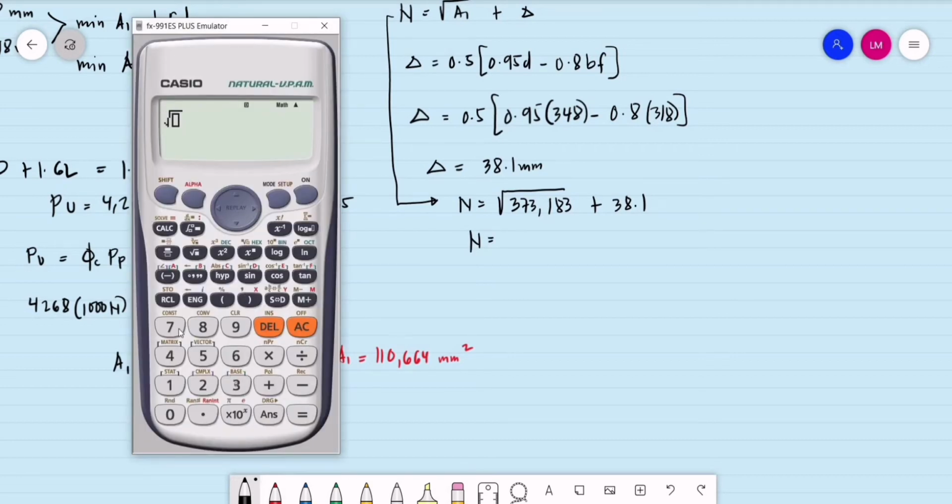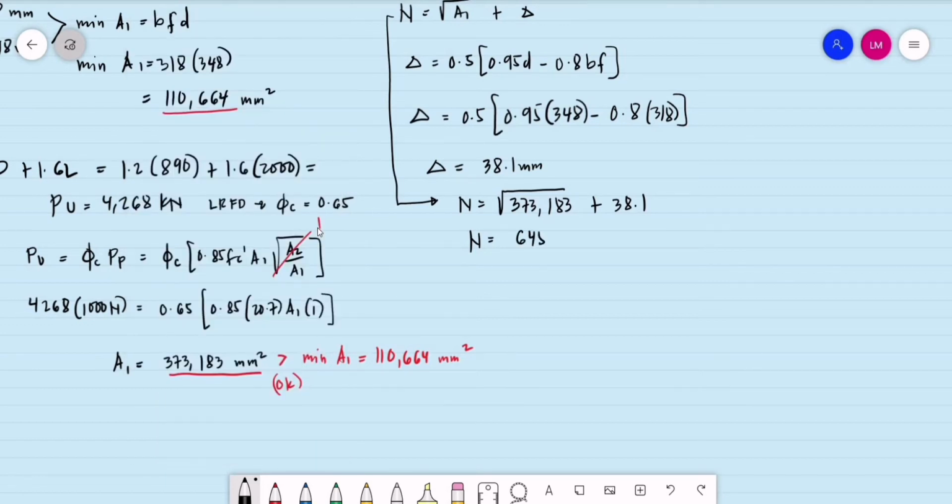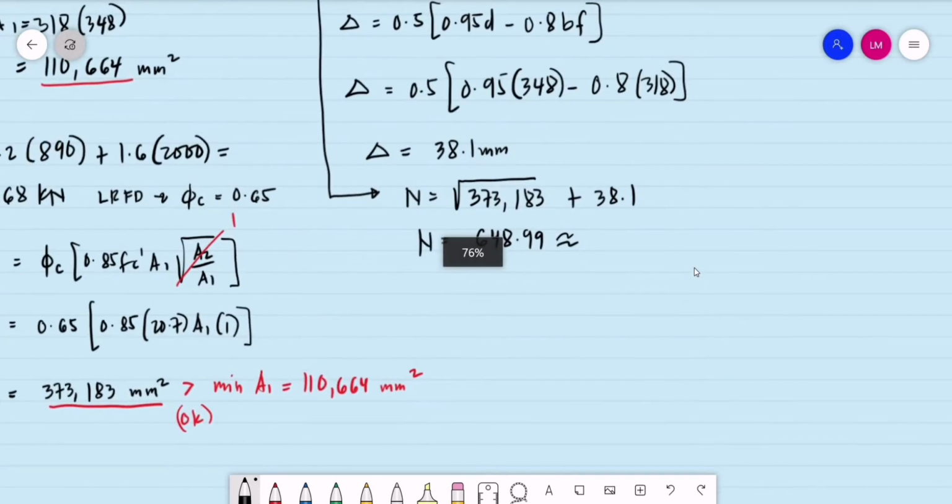Okay, the value of N is now equal to the square root of 373,183 plus the 38.1. So this is 648.99. If we are to round this up to the nearest value which is divisible by 5, for easier layout, we can have it as 650 millimeters.